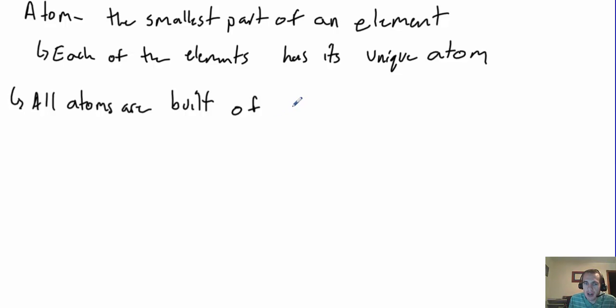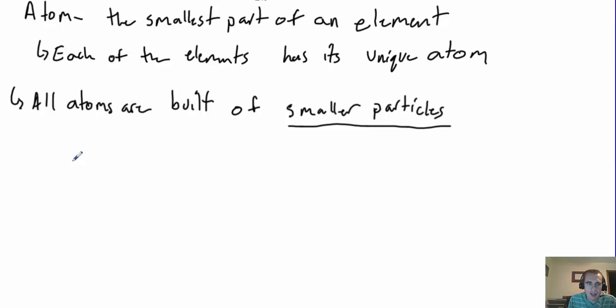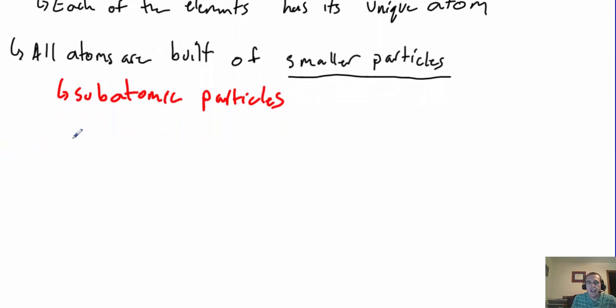Okay, so all atoms are actually built of smaller particles, and these smaller particles are what we call subatomic particles. Subatomic meaning lower than atoms. Now there are three subatomic particles. You guys are probably familiar with them. If I say protons, neutrons, and electrons, you guys are like, yeah, we know what that is. We learned about them our whole life. Okay, so good, but we got to get a little bit more than that. We need to know more than just that atoms are made of protons, neutrons, and electrons. We want to know what these things are.